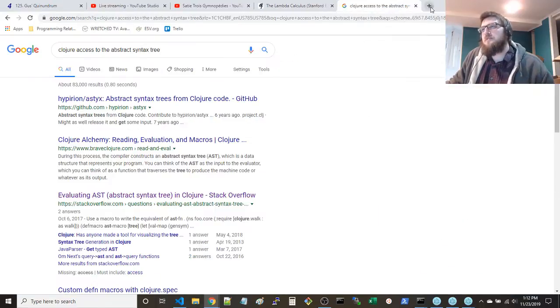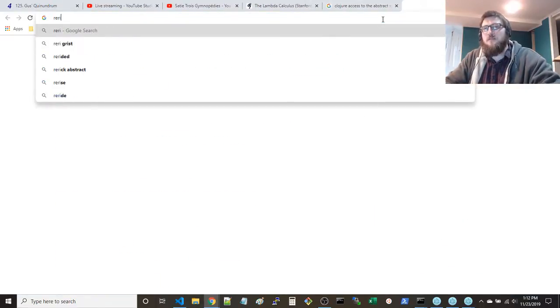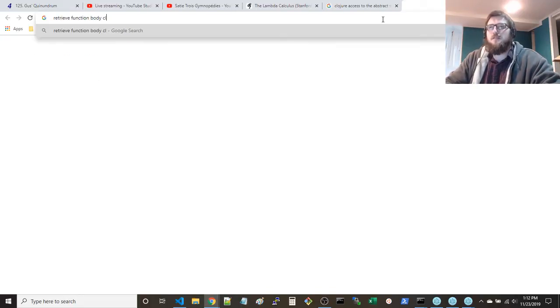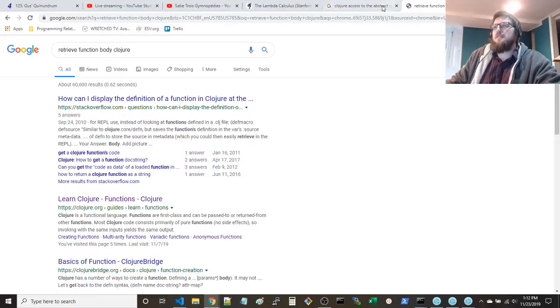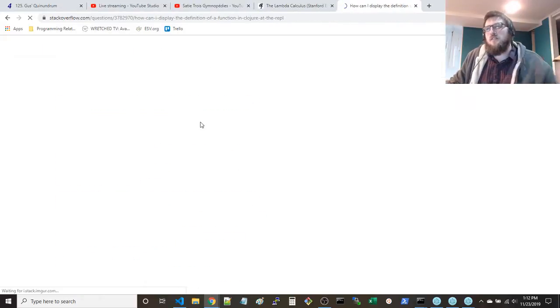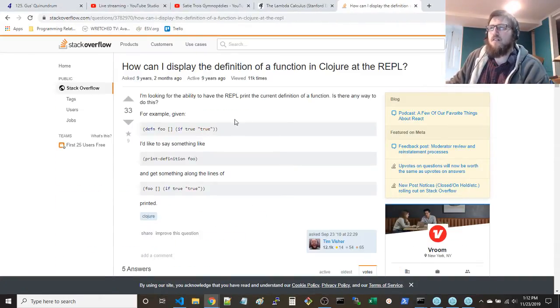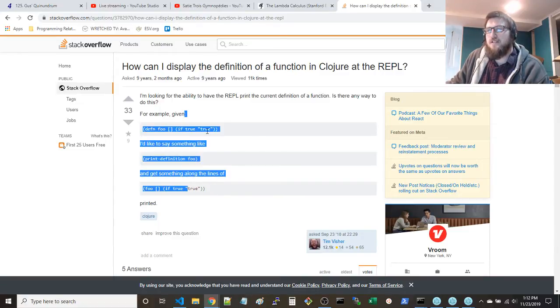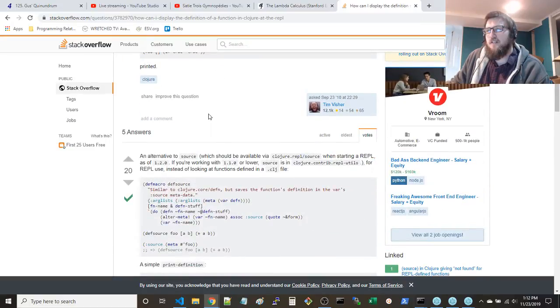Can we just retrieve the function body? Retrieve function body Clojure. Is that a thing? Yeah, this is okay. This is exactly what I'm looking for. Nice.